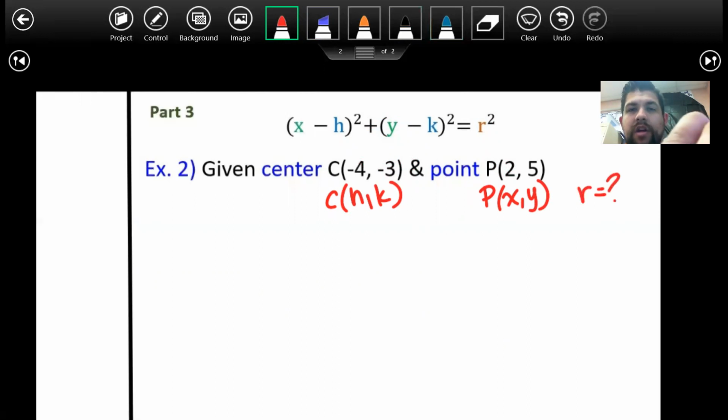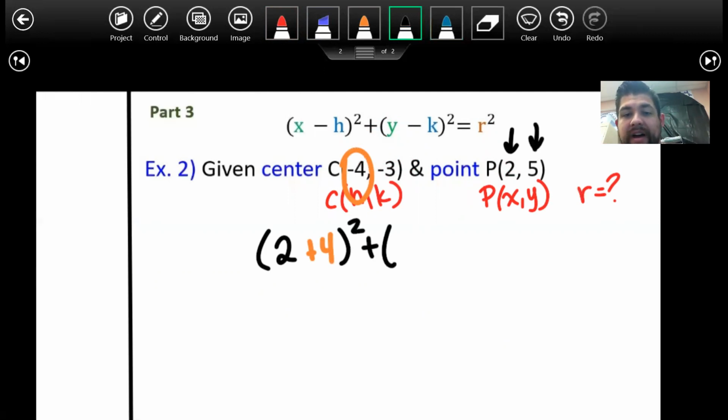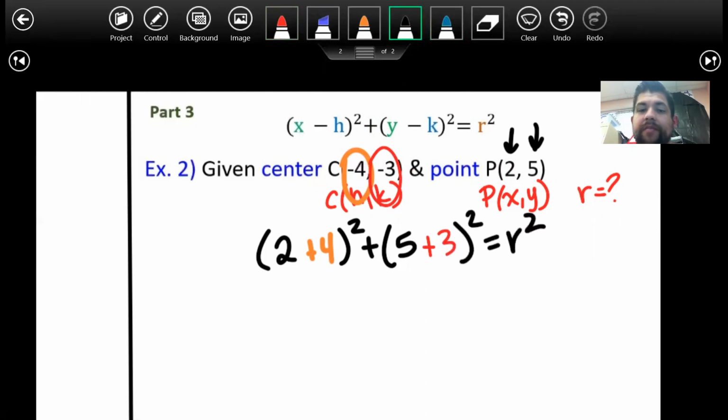All you really want to do is plug in your value. So our X value corresponds to 2. This does not go in backwards. The H value corresponds to the -4, so we're going to say +4 squared plus my Y value corresponds to my 5, with my K value being -3, so we're going to say +3 because we always do opposite, is equal to R squared.